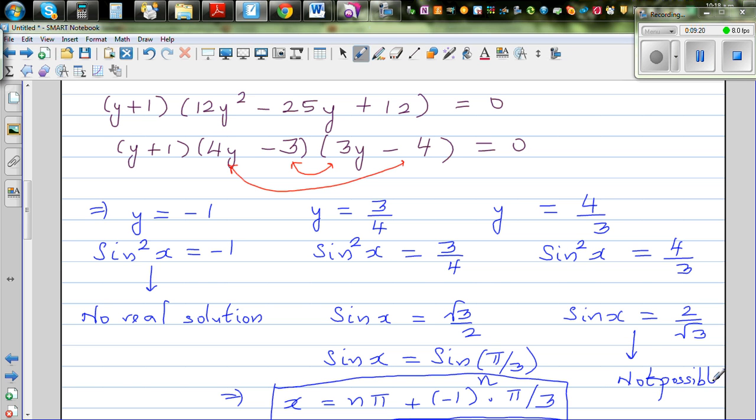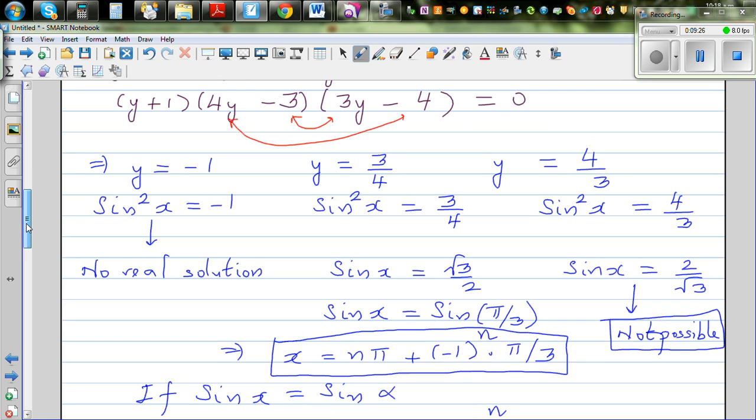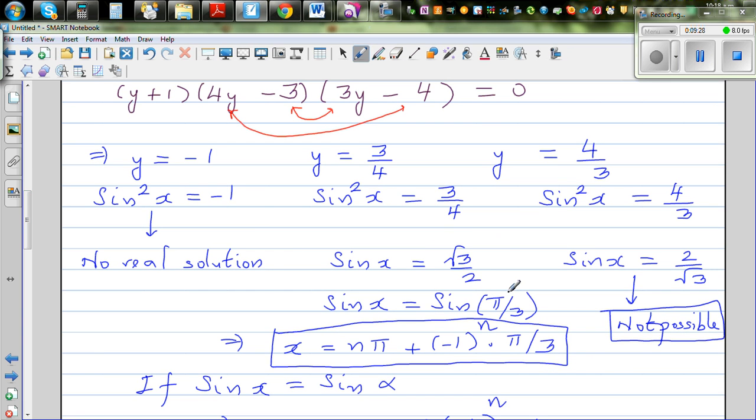So this is the only solution that you have, √3/2 is when sine is pi/3, and this is the only solution. So all the solutions are x equals n pi plus minus 1 raised to n times pi/3.